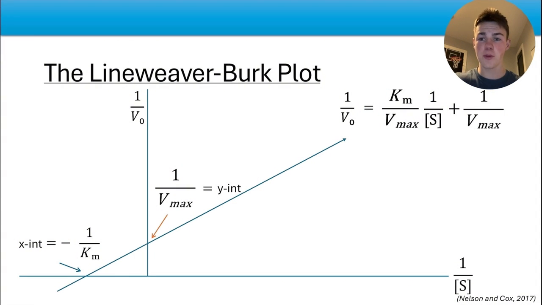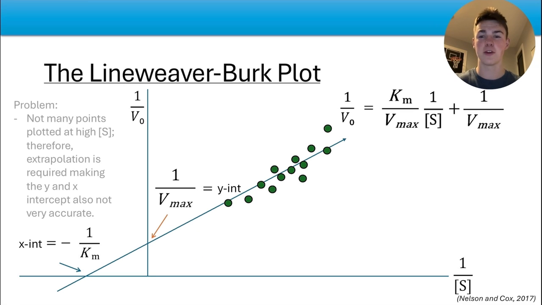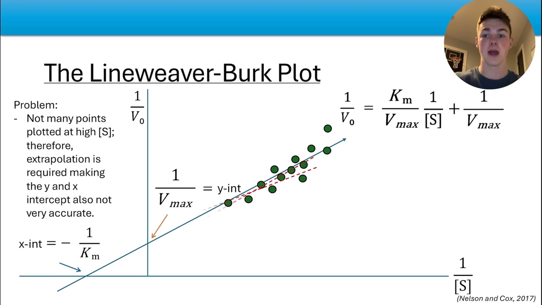Unfortunately though, the Lineweaver-Burk plot does have its limitations, as most of the points plotted on this graph are going to be at a relatively low substrate concentration, or high 1 over S. The x and y intercepts can only be determined by extrapolation, meaning that they're going to be heavily reliant on these points that are further away, making them prone to errors.